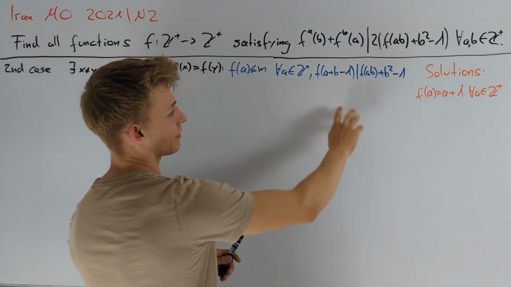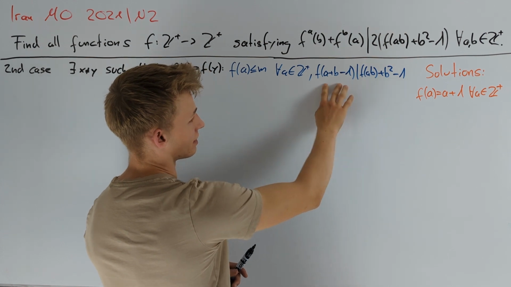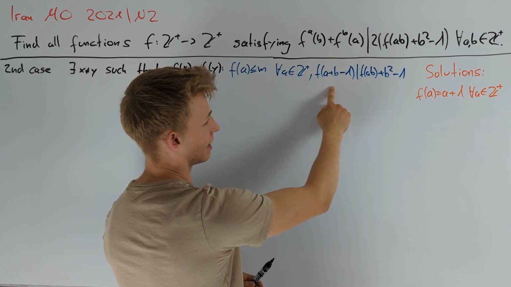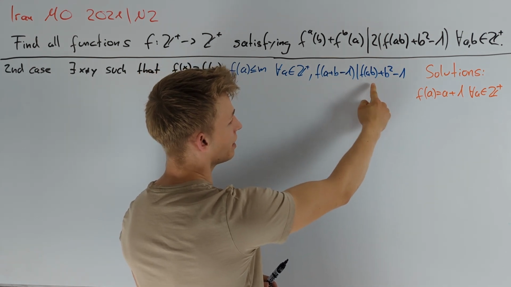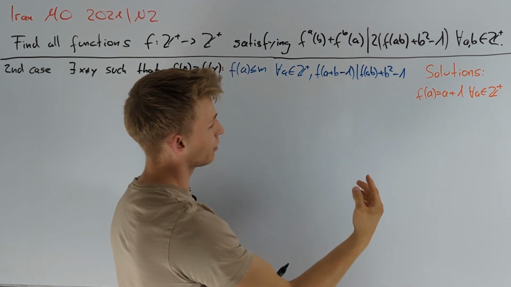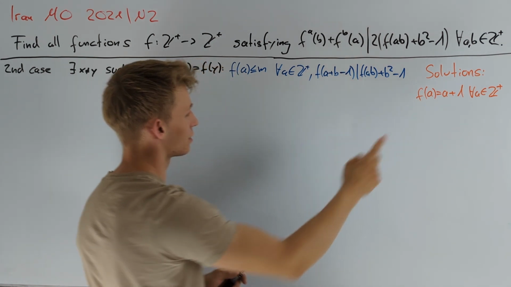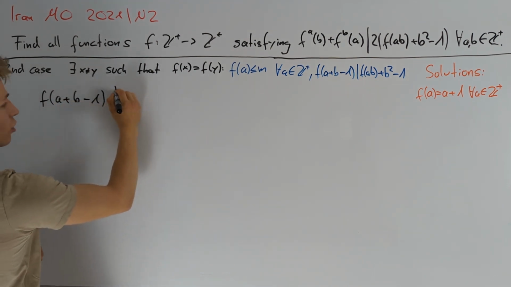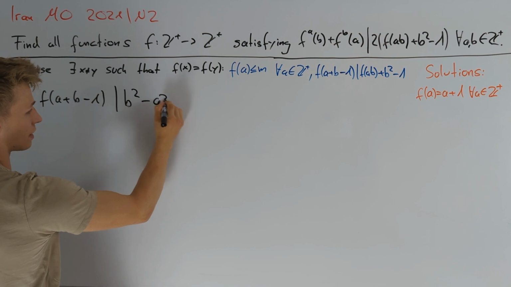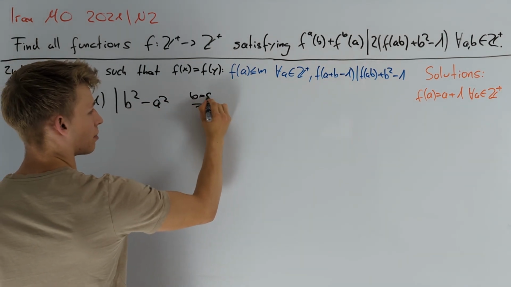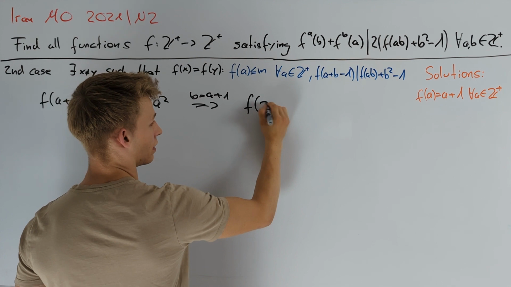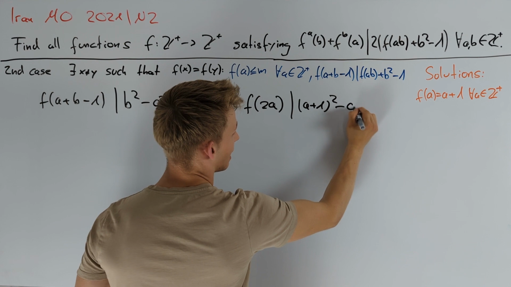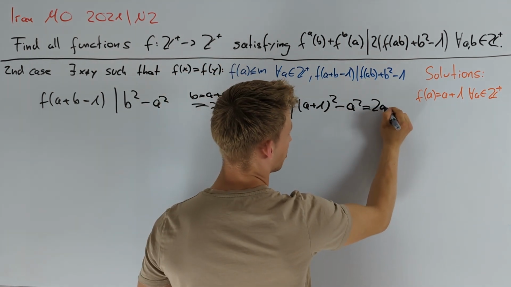We see that the left-hand side of this divisibility condition here is symmetric in a and b, and therefore we can swap the variables without changing the left-hand side, and on the right-hand side we get f of ab plus a squared minus 1. And then we can subtract both of the right-hand sides to get that f of a plus b minus 1 must also divide b squared minus a squared. Plugging in b equals a plus 1, we get that f of 2a divides (a plus 1) squared minus a squared, which is nothing but 2a plus 1.